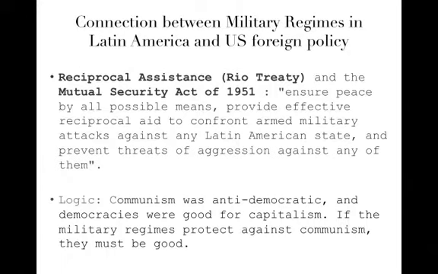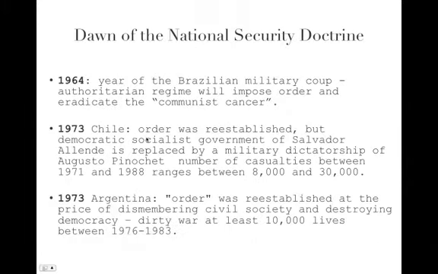The logic on the United States side was that communism was anti-democratic, and the United States was the example of the purest democracy, and capitalism is, in a sense, only possible in a democratic system. Therefore, if military regimes protect against communism, they must be good because they protect against communism and therefore make democracies possible, which make capitalism possible. This is a very simplified version of the logic, but it nevertheless touches on the simplest of truths, which is if you were an opponent of communism, you were a friend of democracy and a friend of the United States.